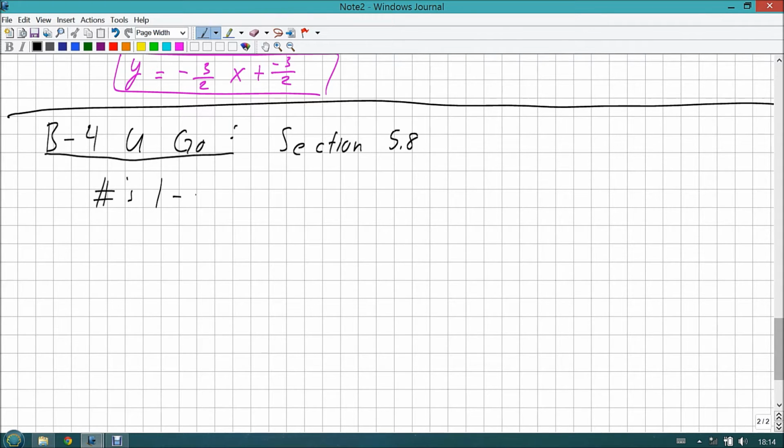How about 1 through 15 odd? And then 19, 21, 25, 29, 31, and because I love making sure that you do stuff that is important, let's do 34 and 35.